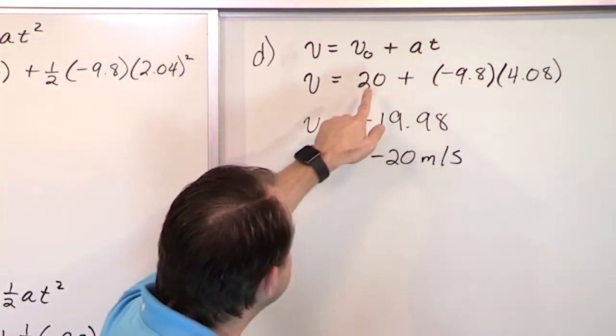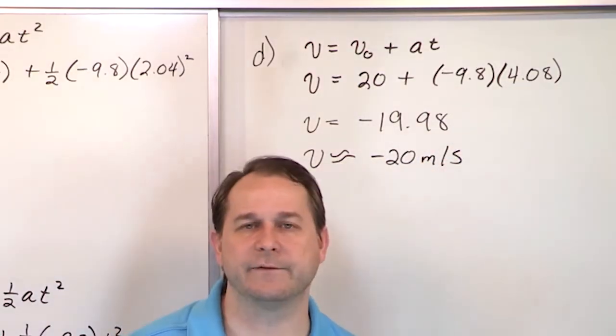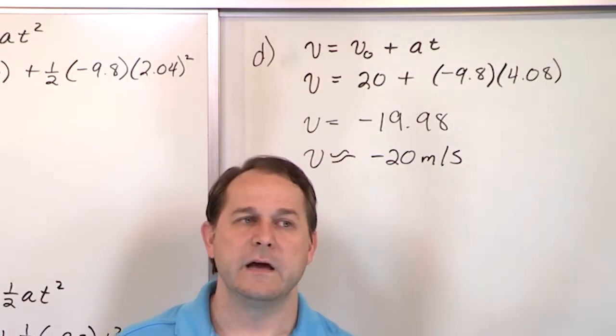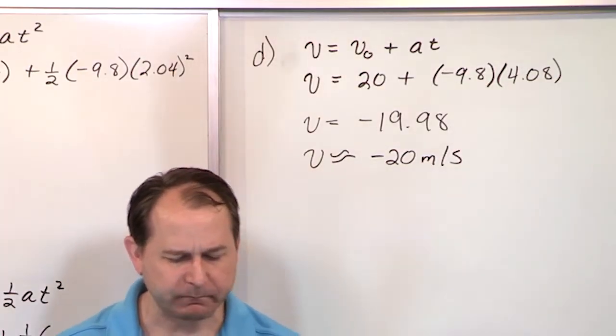Gravity acts down, initial velocity acts up, time is always positive, and I automatically get a negative velocity, which means it's telling me if it's going up or down, which matches with what I know should be true. All right.